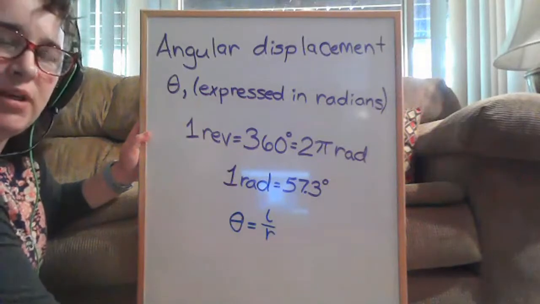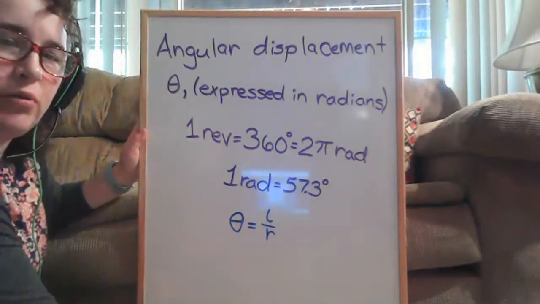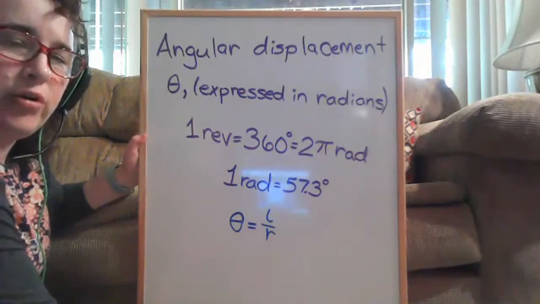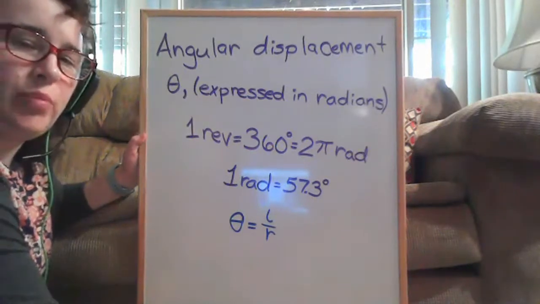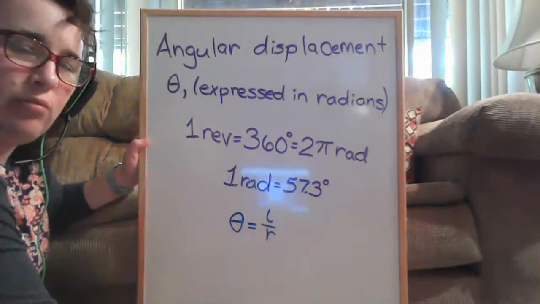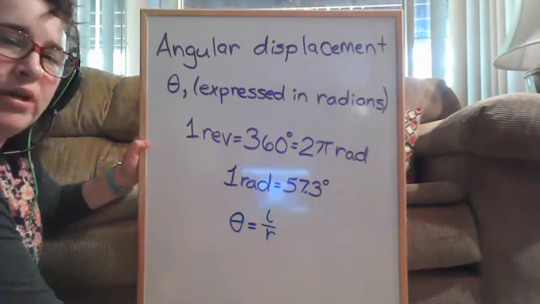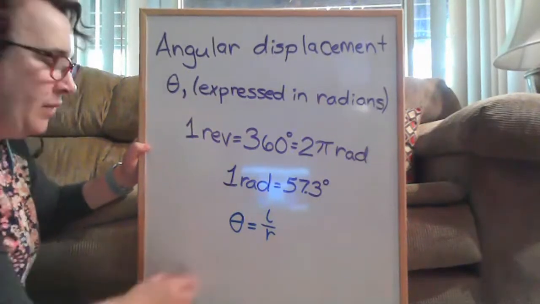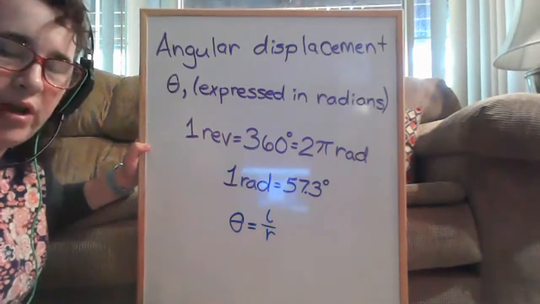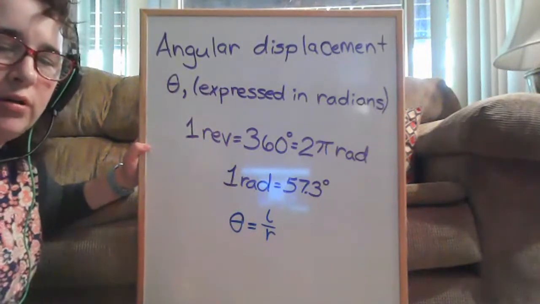Angular displacement, theta, is expressed in radians. 1 revolution, which is equal to 360 degrees, is equal to 2 pi radians. So therefore, 1 radian is equal to 57.3 degrees. We express the angular displacement as the arc length L divided by the radius R. So theta is equal to L over R.